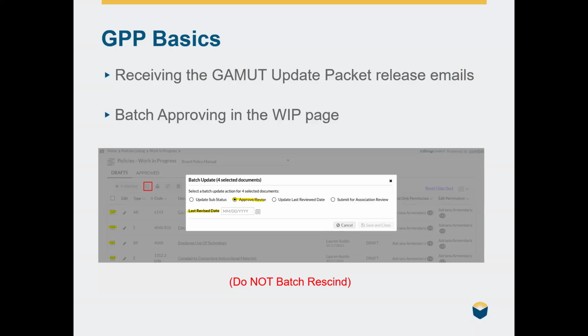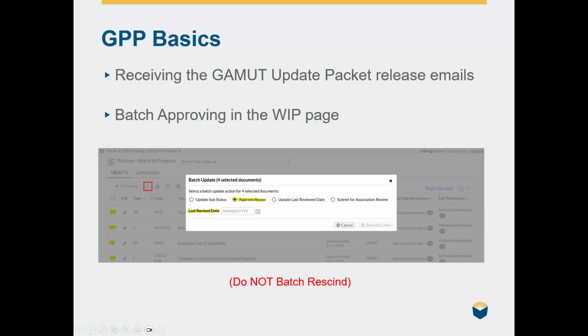and we can get you tagged in the system so that you're able to receive those update packet release emails. And then finally, the last little process here that I want to touch on is batch approving policies in the work in progress page. So the idea is that you've pulled them into your work in progress, edited them individually, and they've been approved by your board, and now you're looking to approve them all in a batch so you don't have to go into each policy individually and approve them.